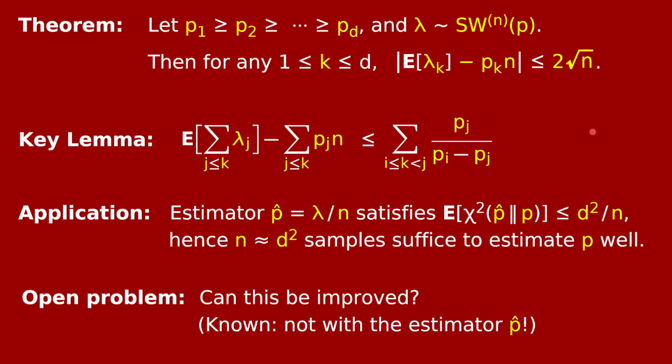And actually, not to give away too many of my secrets, but I strongly believe this is the case. I really expect and hope to see somebody prove that you can estimate the eigenvalues of an unknown quantum state very well with a number of samples that's little o of d squared, subquadratic.